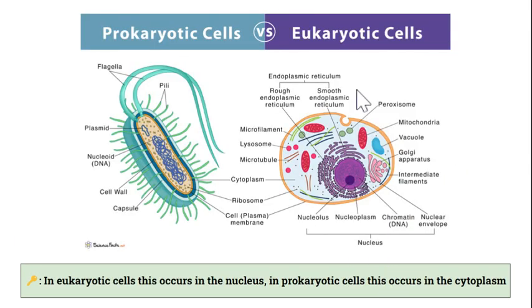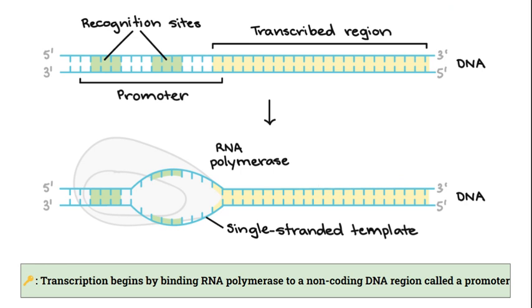Now, in prokaryotic and eukaryotic cells, proteins are necessary, so transcription is going to happen in both of them. In eukaryotic cells, transcription is going to occur in the nucleus, while in prokaryotic cells, it's going to occur in the general cytoplasm area. Now, the first step of transcription is you're going to bind RNA polymerase to the non-coding DNA region called a promoter. So in order for RNA polymerase to start making the mRNA, it needs to know where to start.